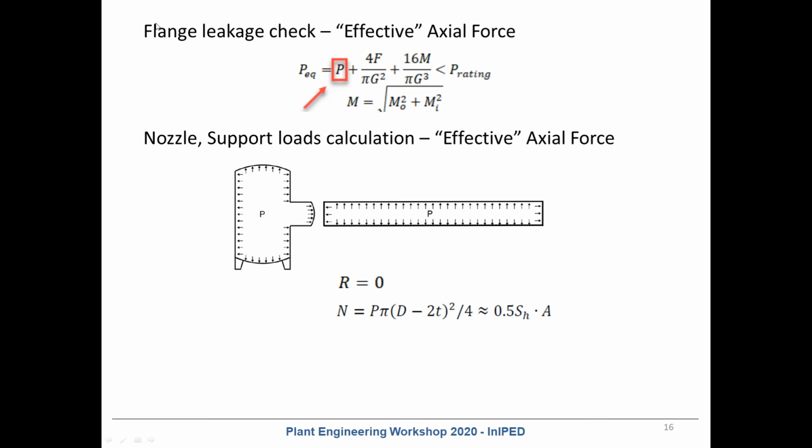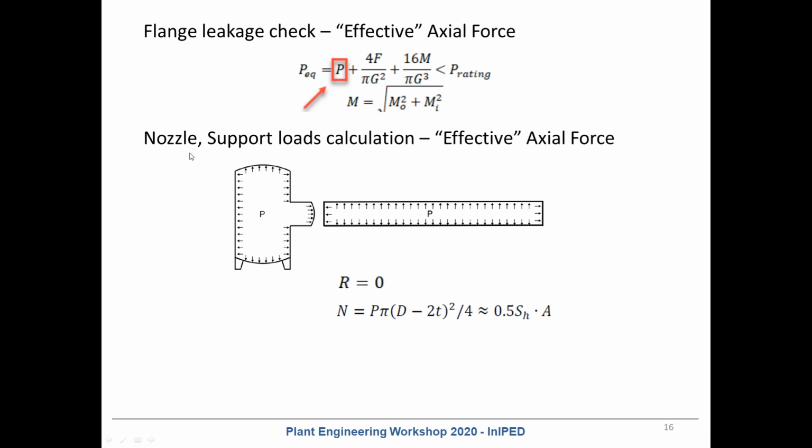Let's start from flange leakage check. In this case we should use effective axial force. Why? Because the equivalent pressure equation already contains the internal pressure of the pipe. So if we add here the true axial force, we will consider the internal pressure twice. This is incorrect, so we should apply here the effective axial force. For example, for this model it will be 0.